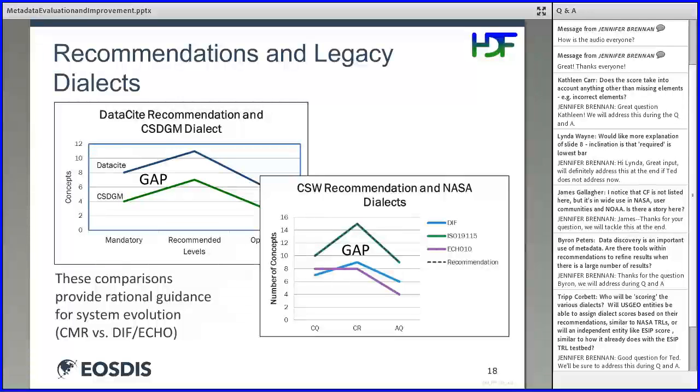Another thing, CMR is sort of broader. The Common Metadata Repository, the goal is to be broader than DIF and ECHO, and understanding the details of that increased broadness is one of the things we're trying to support here.